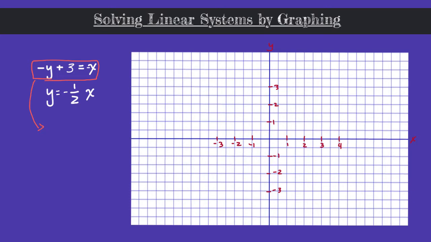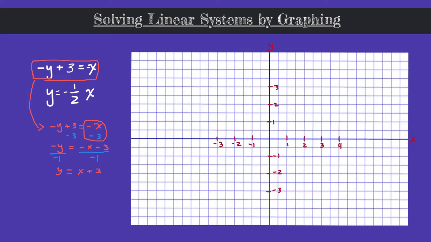Now, if I missed you in the first example in terms of the steps, because I did not include the steps, let's include them in this example. Negative y plus 3 is equal to negative x. I'm solving for y, so minus 3 on both sides, and I'll be left with negative y is equal to negative x minus 3. Now, negative 3 and x are not like terms, so you cannot combine them. And then I can divide by negative 1 on both sides, and that will leave me with y is equal to x plus 3. Okay, and that's the graph that I'm going to plot at this time.